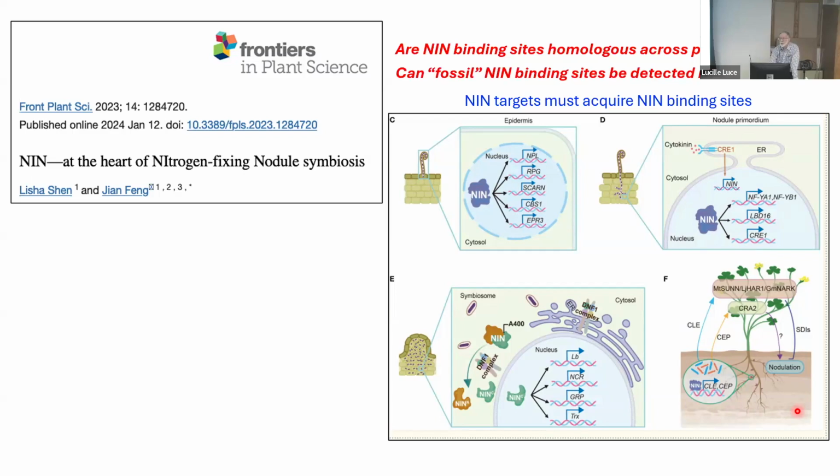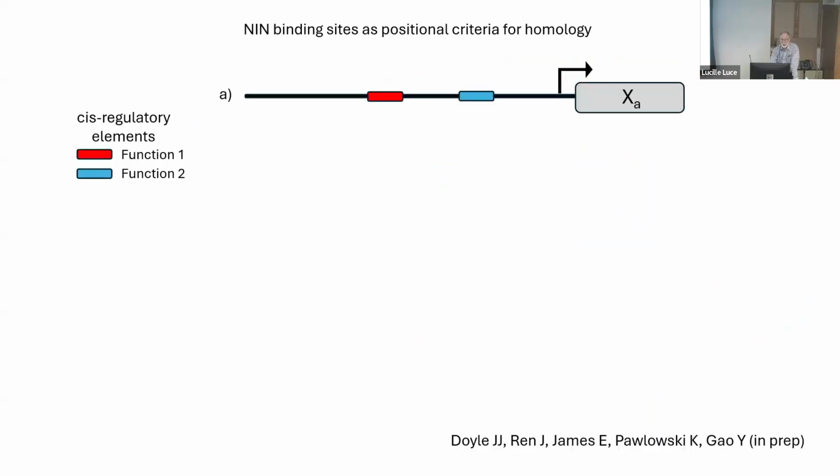Well, can fossil NIN binding sites be detected in non-nodulators? So here's an idea. This is a paper we're writing now. It's sort of not a rebuttal to that new paper, but really just exploring how we can actually test these hypotheses. The people involved in writing that paper, by the way, are the best man at my wedding, and my academic grandson is the main author, so I'm not angry with these people or anything like that. I just want to get to the bottom of things.